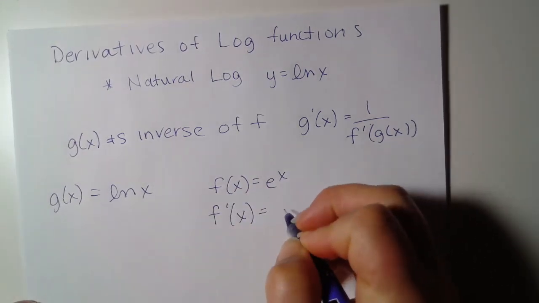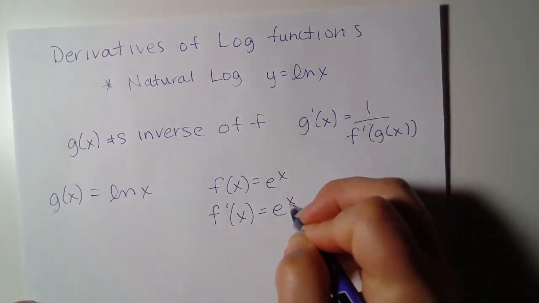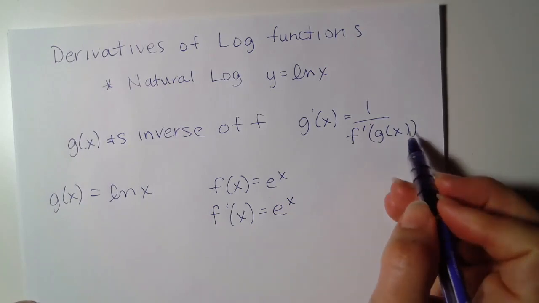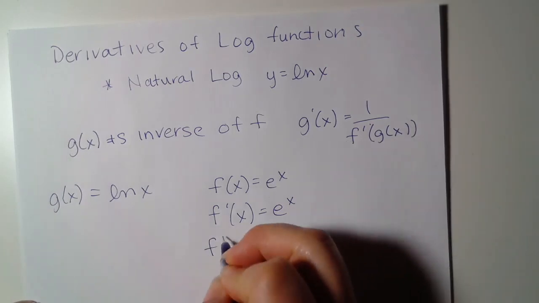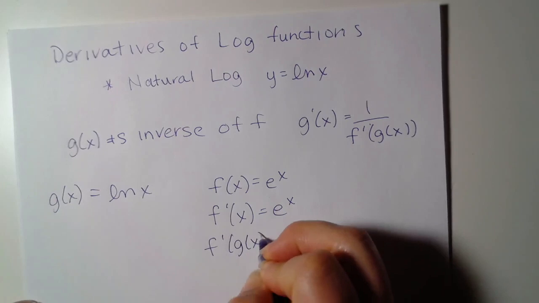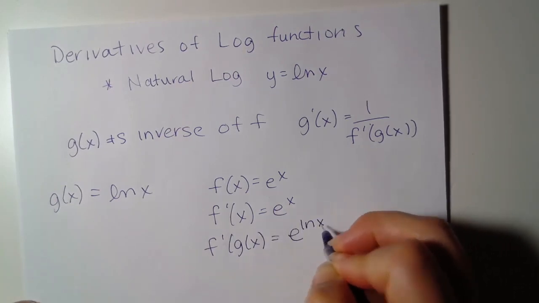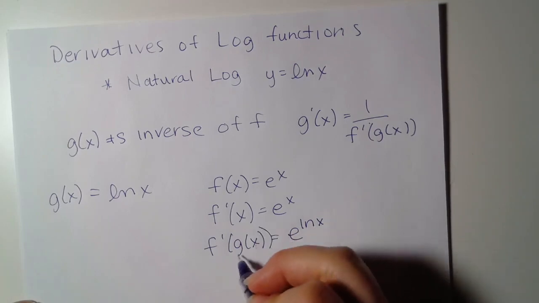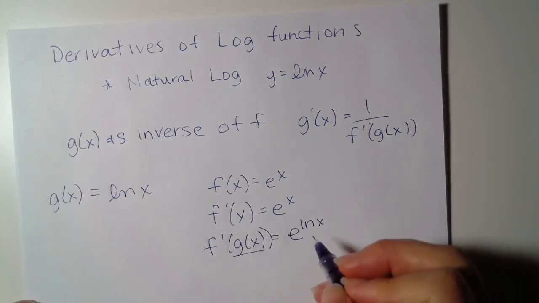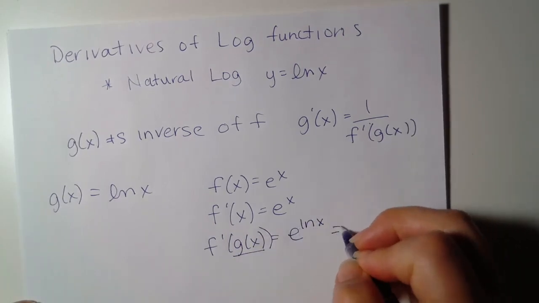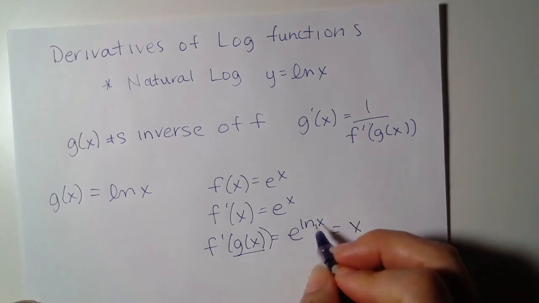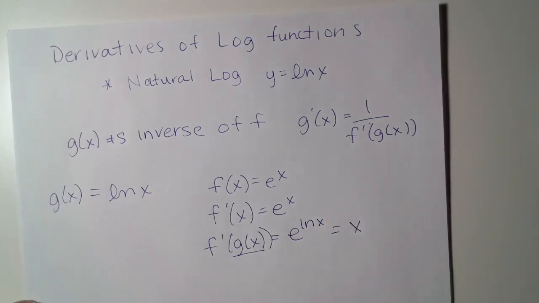I love e to the x because the derivative is e to the x. And then it says to plug in g of x. So f prime of g of x would be equal to e to the ln of x, right? I would plug in g as my new x. And this whole thing simplifies to just x, because these two things are inverses of each other, and when I compose them in either direction, I should get out x.